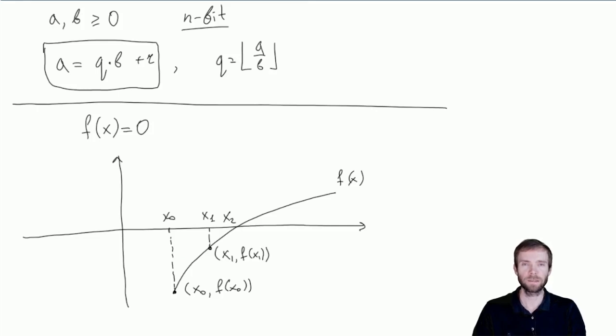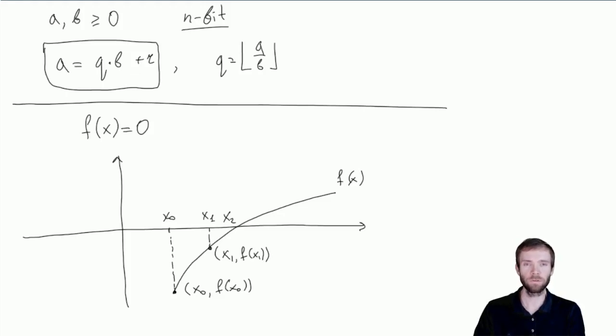So we see that the main thing that we need to compute is actually q, because as soon as we compute q, we can compute r as the difference between a and b times q. And subtracting and multiplying numbers are the things that we are already able to do. Now, how do we compute q?